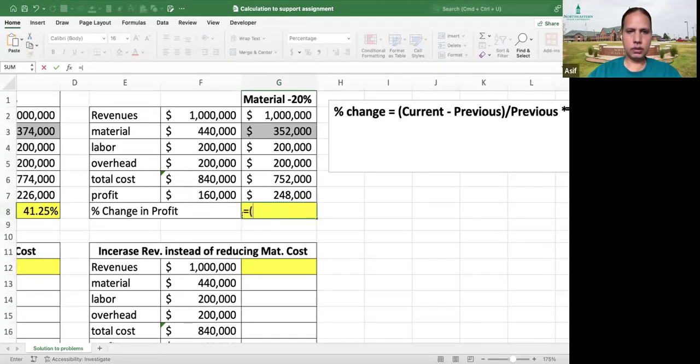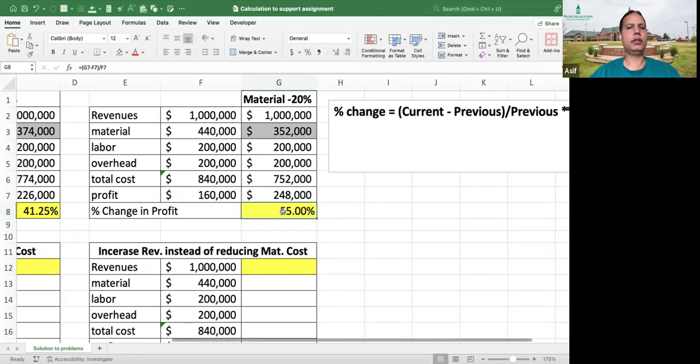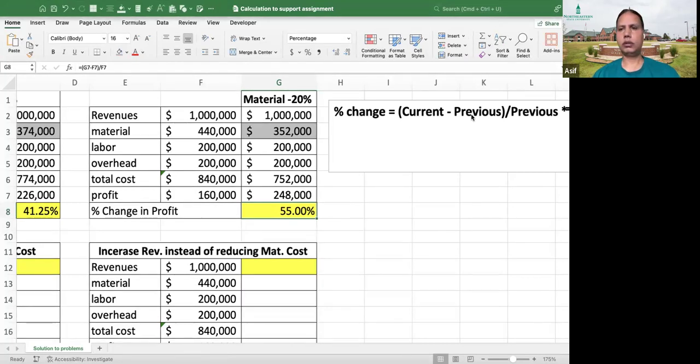Okay, thank you. I think that's correct. So that's current minus previous divided by previous and 55%. And again, if you are not getting 55, you are getting something like 0.55, you can just click on this percentage and it will be converted into a percentage. So just wanted to make sure that everybody got 55%. All right.